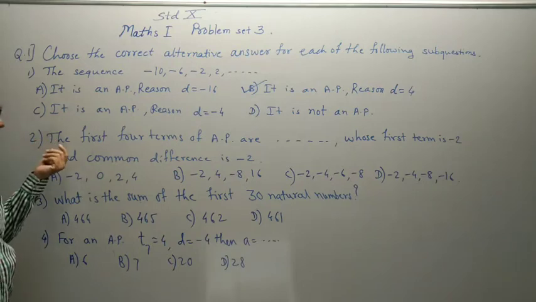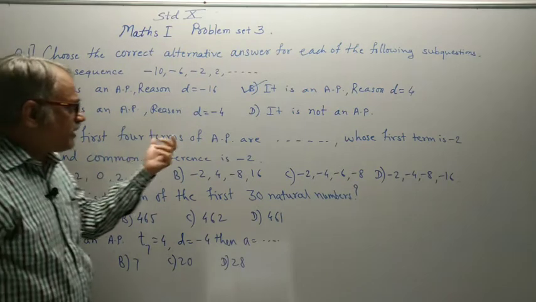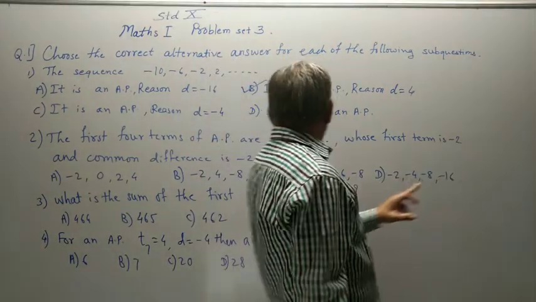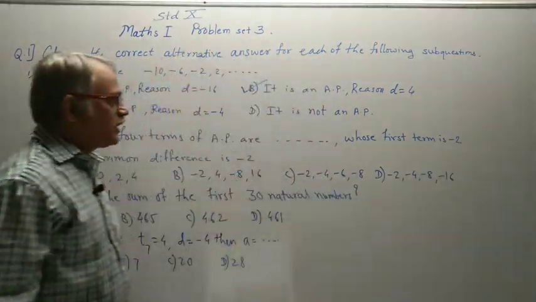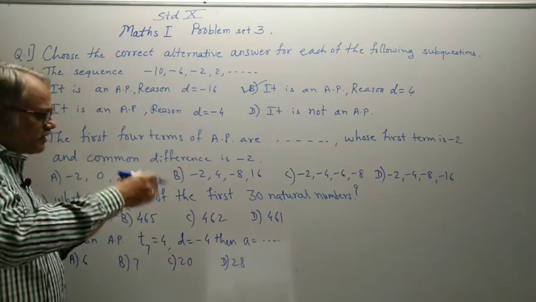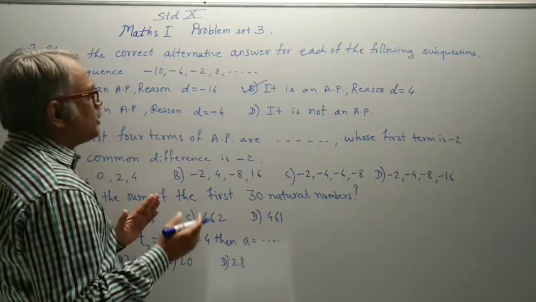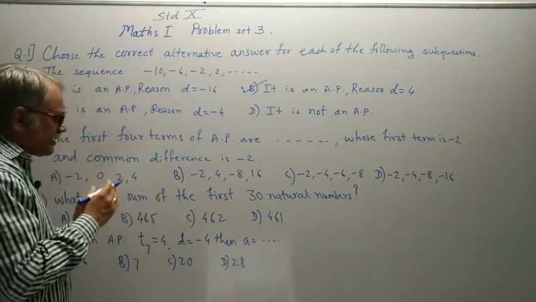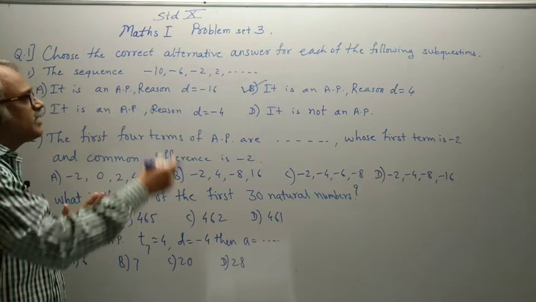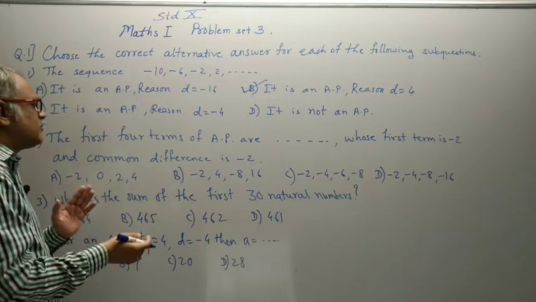Next question. We have to find the first 4 terms of the AP. Its first term is -2 and the common difference is also -2. If A is -2 and common difference is -2, every term gets added with -2. So the first term is -2. Second, when -2 is added to -2, it becomes -4. Again -2 is added, -6. Again -2 is added, -8.